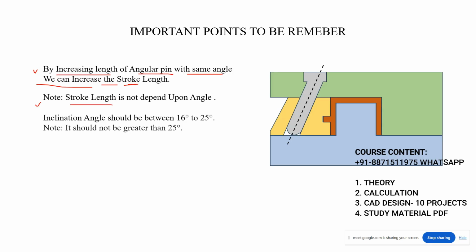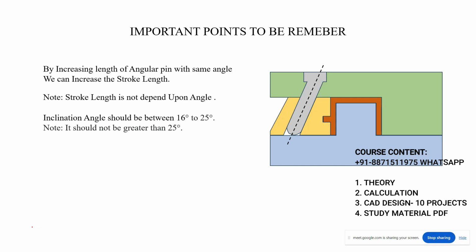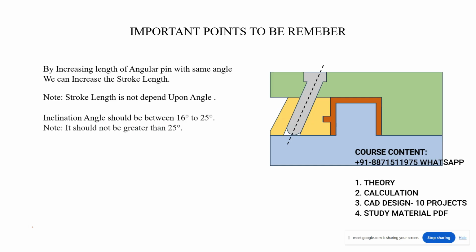So stroke length does not depend upon the angle. Understood? But there is a limit. That's why the inclination angle should be between 16 to 25 degree, but it should not be greater than 25 degree. Why? Because if you incline more, there is a possibility that your angular pin will break, because with the higher inclination there will be more effect of the force on the pin. That's why it can break.